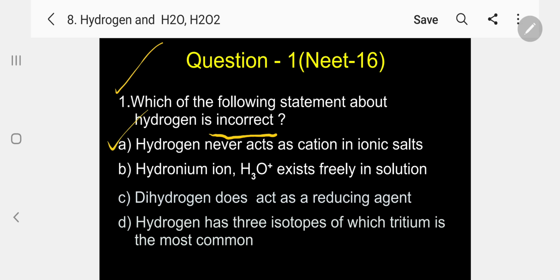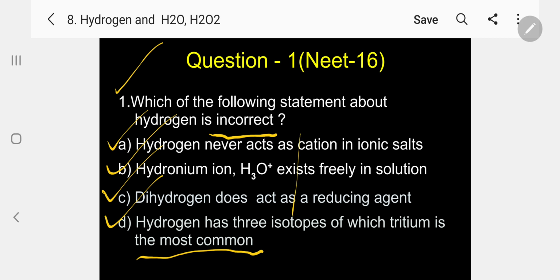Let us read. A. Hydrogen never acts as a cation in ionic solids. B. Hydronium ion H3O plus exists freely in solution. C. Dihydrogen, that is H2, does act as a reducing agent. D. Hydrogen has 3 isotopes, of which tritium is most common. So these are the 4 options given under this question, NEET 16. Kindly follow. This question is clearly under the hydrogen unit.